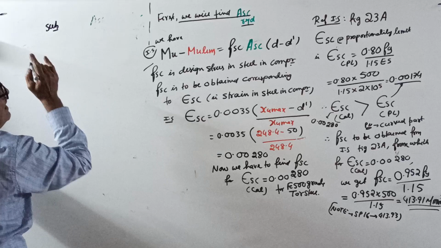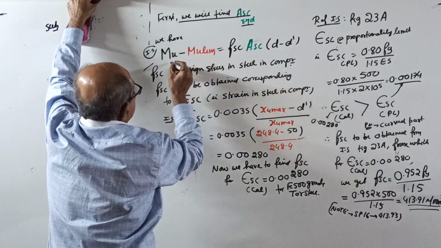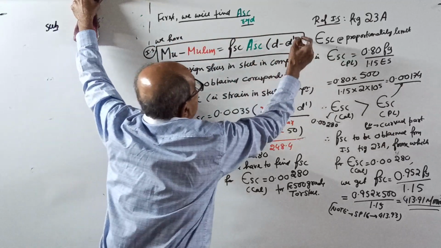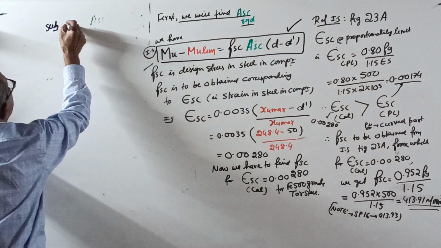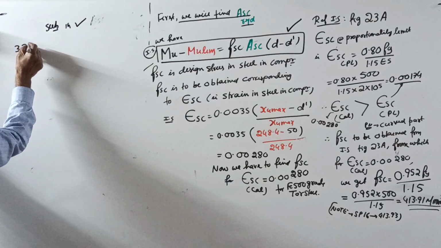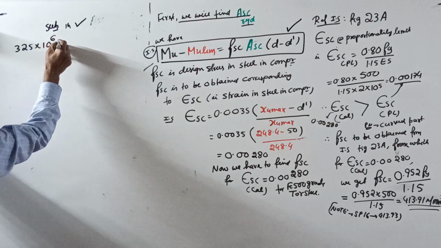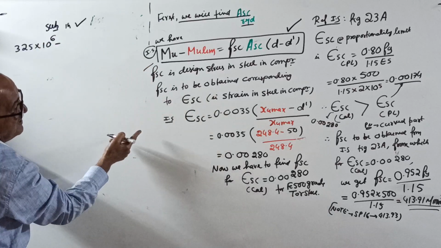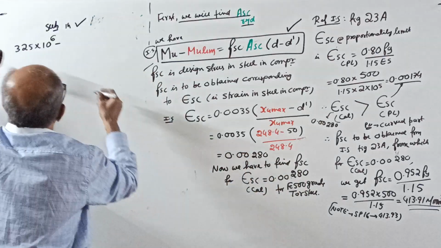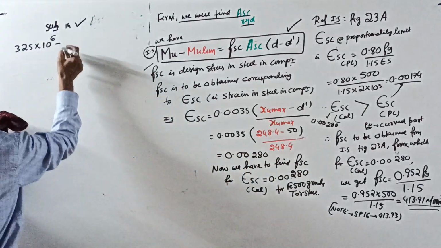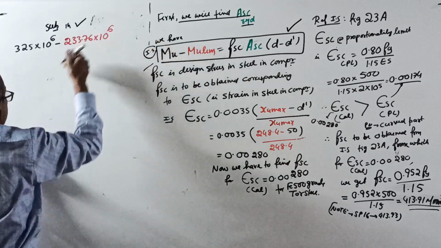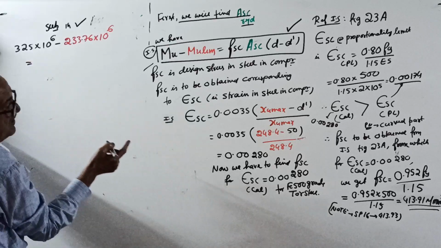Substituting here, in the right side. Mu is 325 times 10 to the power 6, minus Mu limit. Where is it? Mu limit, oh, I noted it down there. See, 233.76, that's why I noted it down. 233.76 times 10 to the power 6 equals FSC.